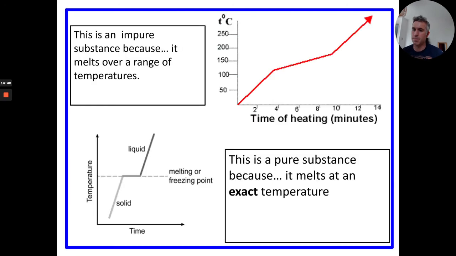Last notes for today, then we'll do some questions. In summary, an impure substance, like the one shown in this graph here, we know it's impure because it melts over a range of temperatures.